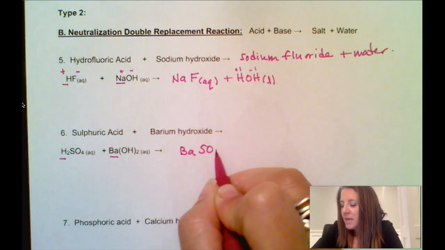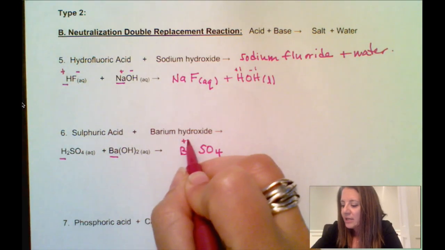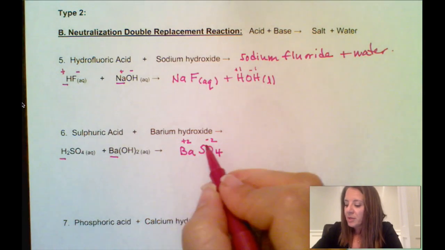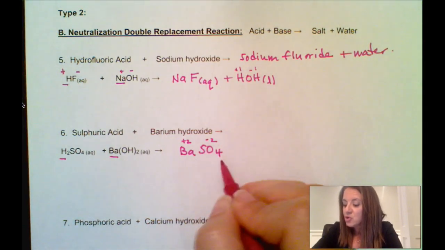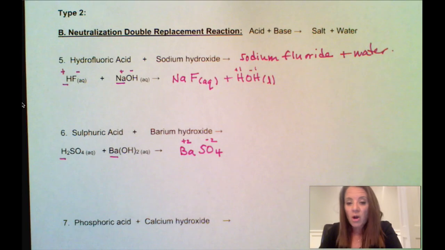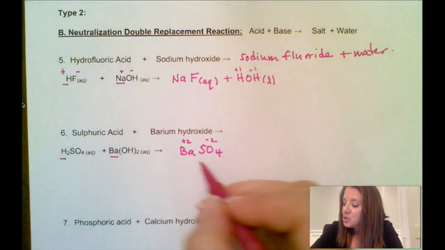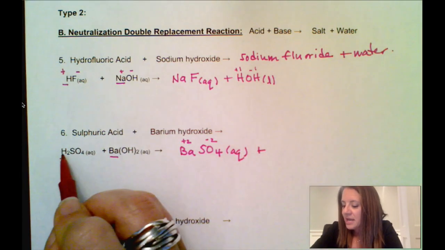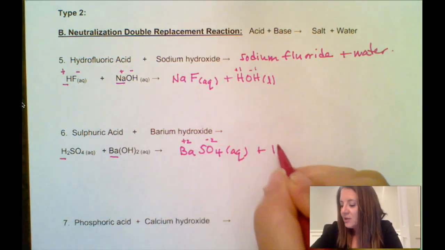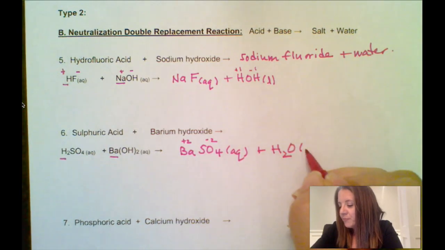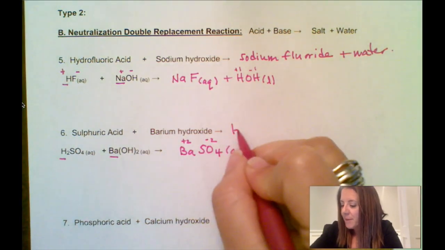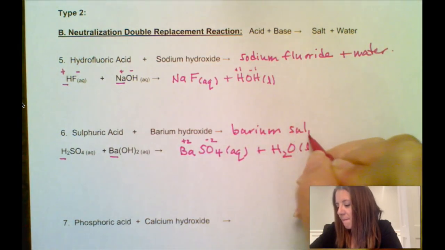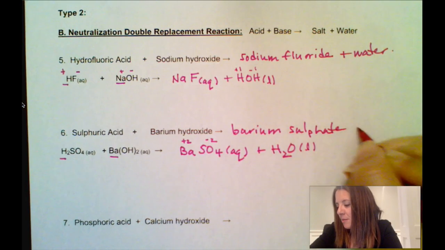Remember that when we make new compounds, we have to go back and check the valences. So sulfate is a -2, barium is a +2. When you crisscross, you can drop the brackets because they would have a common subscript. In this case, that salt will be aqueous, and the H hooks up with the OH, and you just get water. So this happens to be barium sulfate plus water.